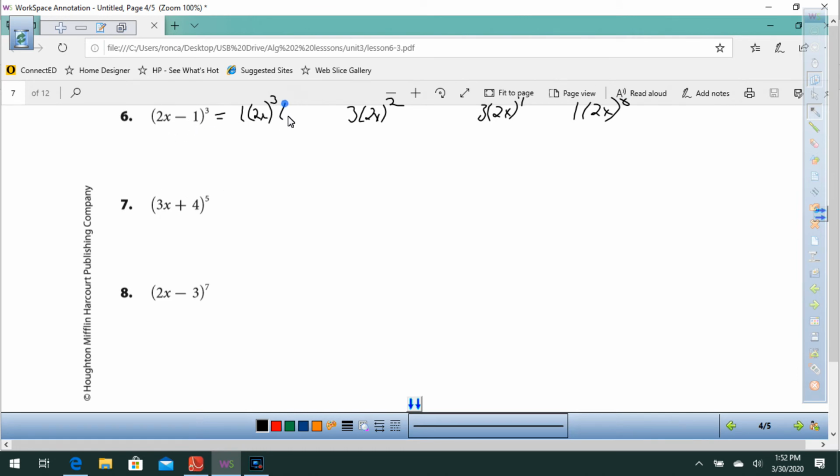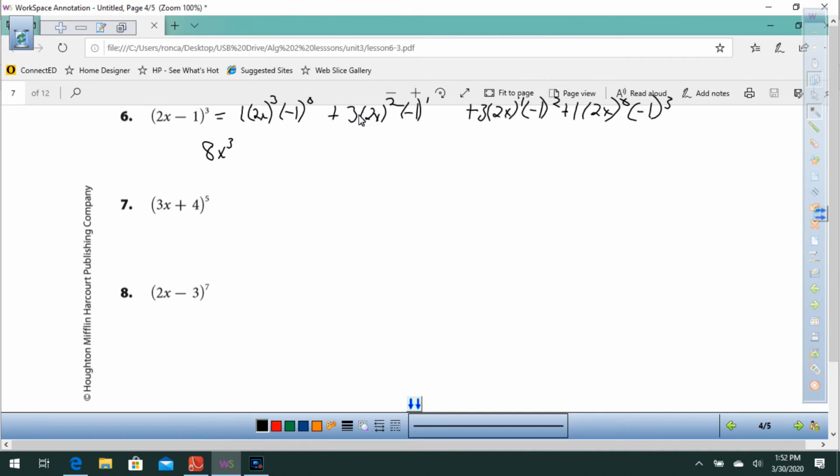And we got negative 1. Negative 1 to the 0. Negative 1 to the first power. Negative 1 squared. And negative 1 to the third power. All right, so what do we got? 2 to the third power is going to be 8. And then x to the third power. Okay, and then negative 1 to the 0 power is 1, so that's done.